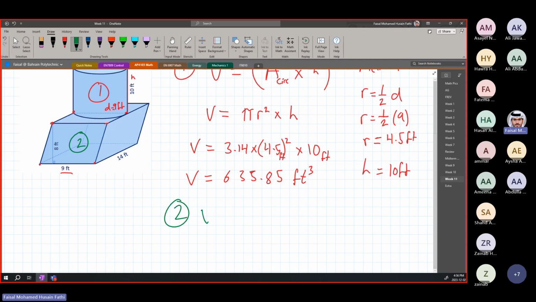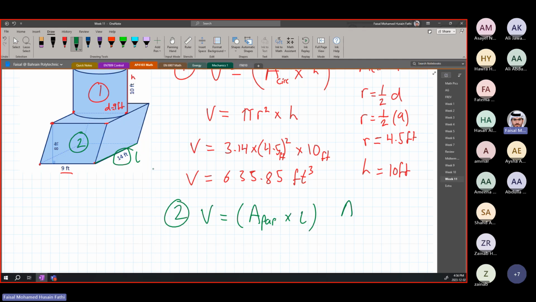A parallelogram. So volume is equal to the area of a parallelogram times the extended height or length or whatever. We will call this the extended length. Okay, we'll call this L. This side is L.